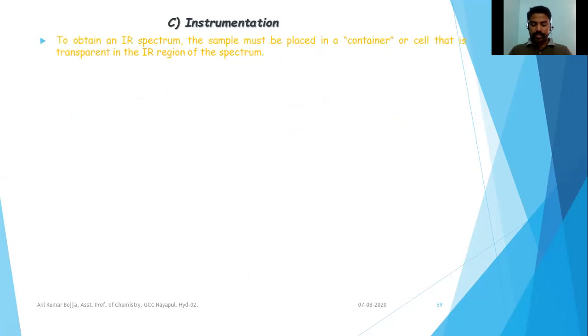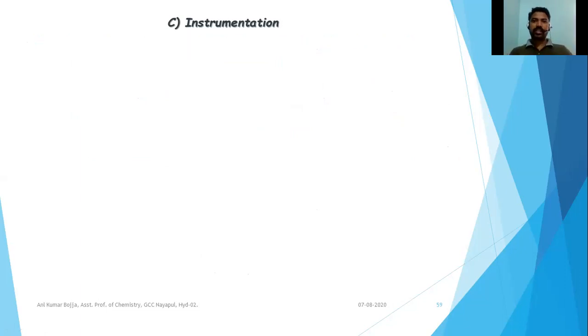Now let us discuss instrumentation. What is instrumentation? We have to have a basic idea regarding the instrument, how it will work, what the important parts present in the instrument are, and what kind of light sources are used for the production of infrared radiation for the molecule to absorb. All this setup we are going to discuss in today's class.